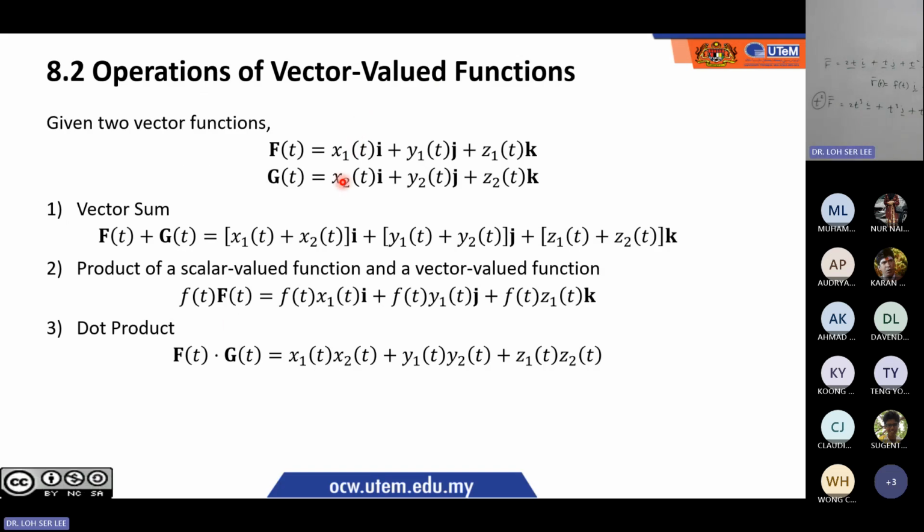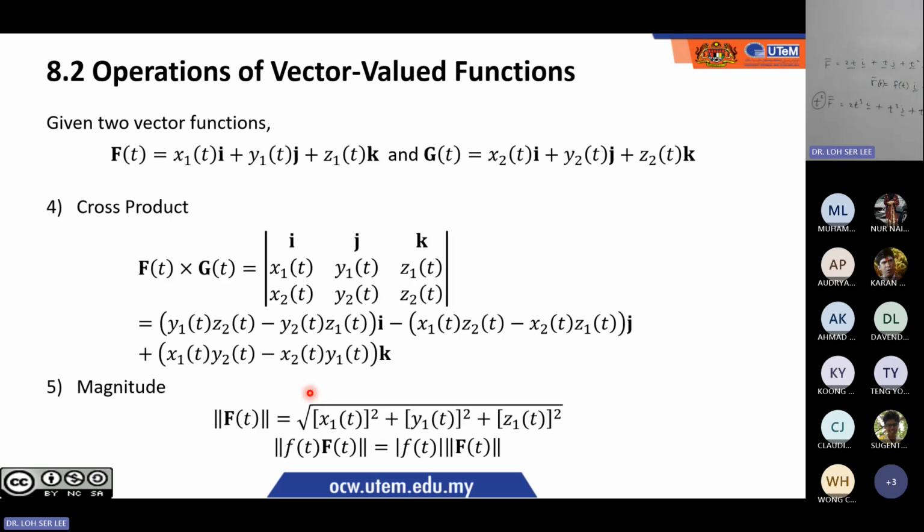x1 times x2 plus y1 times y2 plus z1 times z2. No more i, j, k, because the dot product produces a scalar function. And one more product is called the cross product. The cross product produces a vector. That's the difference between the dot and cross product. So you see this output is a vector.